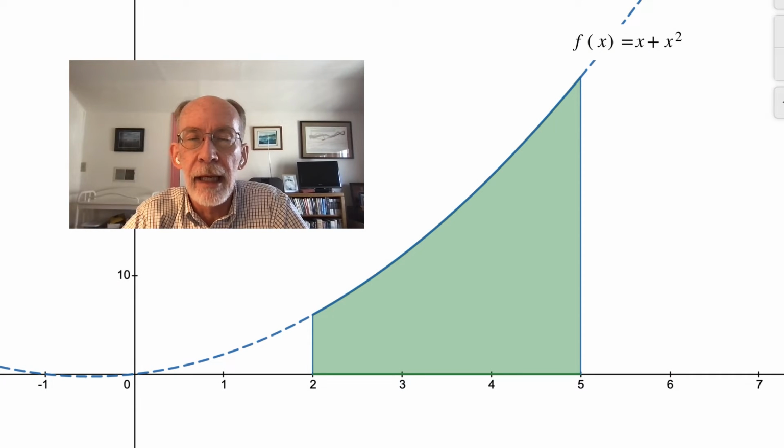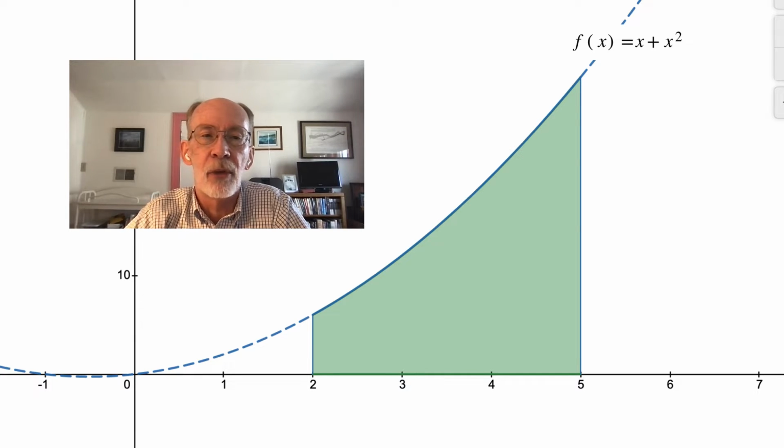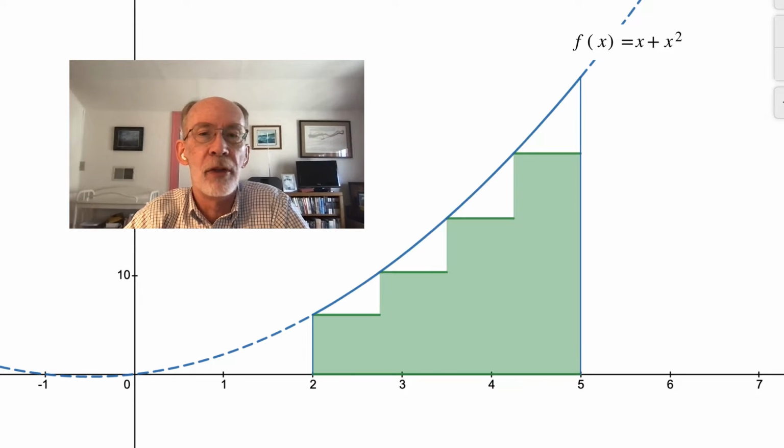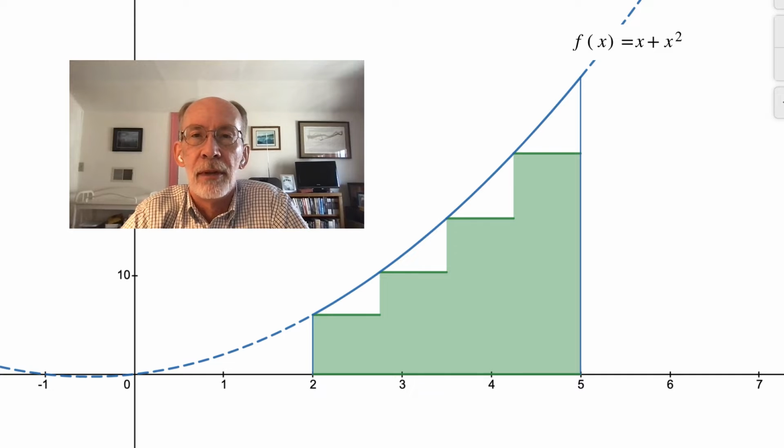To quickly recap the introduction from the first video, our goal was to take a look at the area of the region bounded by the lines x equals 2 and x equals 5, the x-axis, and the function f of x equals x plus x squared. And the approach that we took was to chop that interval, closed interval 2, 5, into a number of subintervals of equal width.